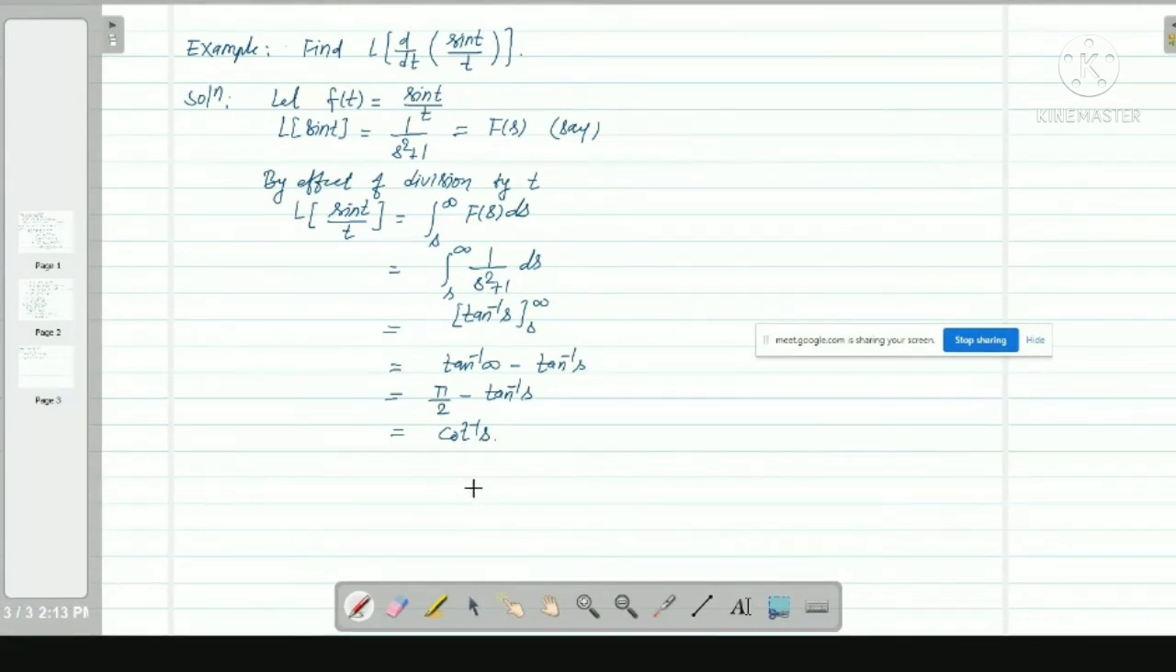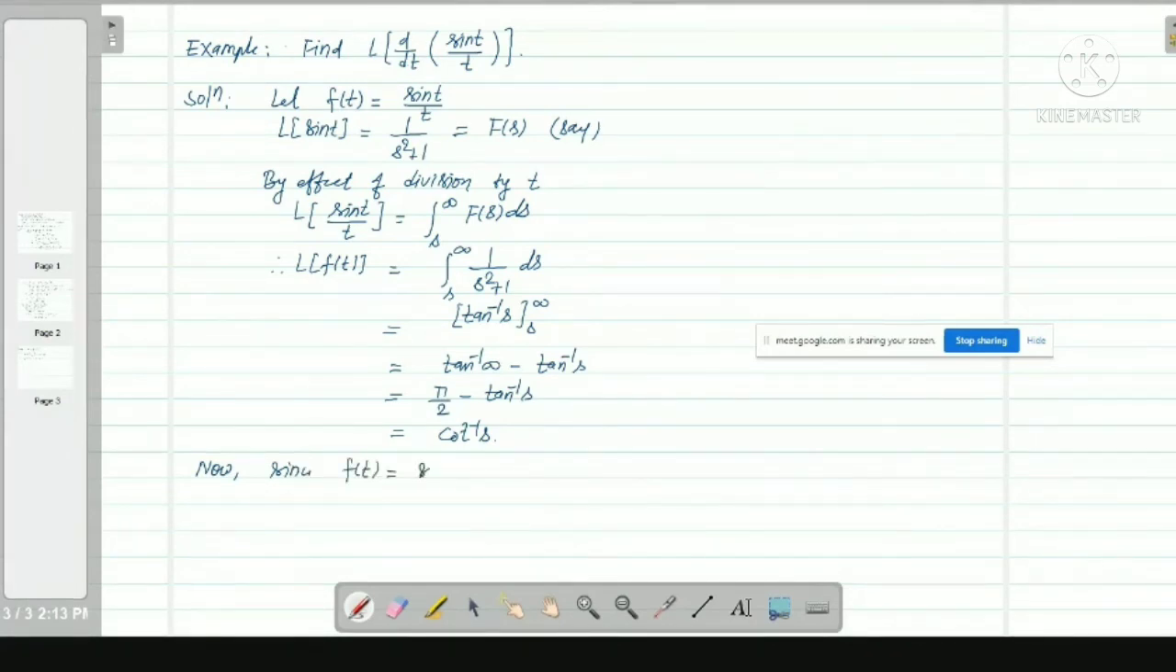Now what do we have to do? We found the Laplace transform of the function f of t. Therefore the Laplace transform of the function f of t is equal to this one. Now, since f of t is equal to sin t upon t, we take the limit on both sides as t tends to 0.